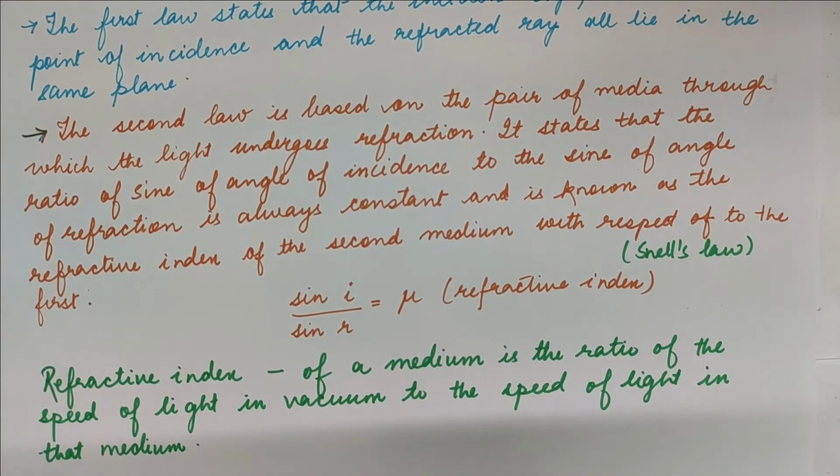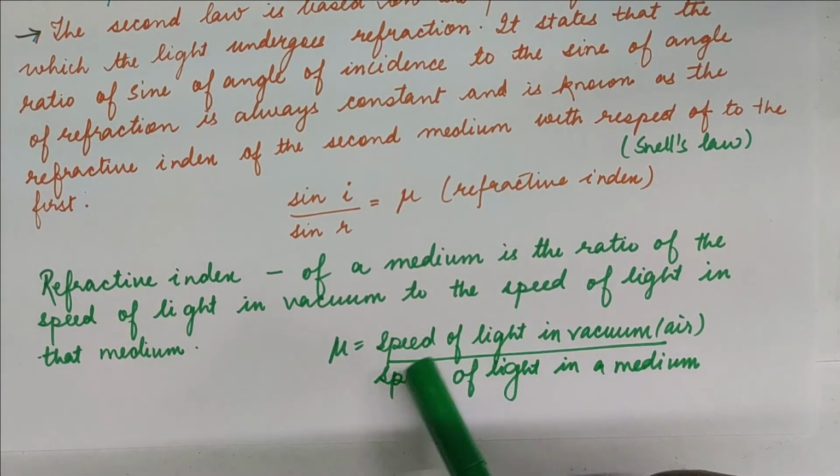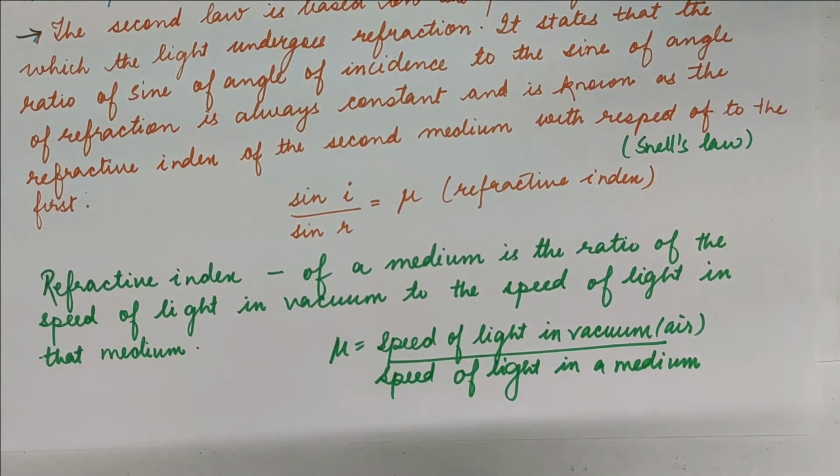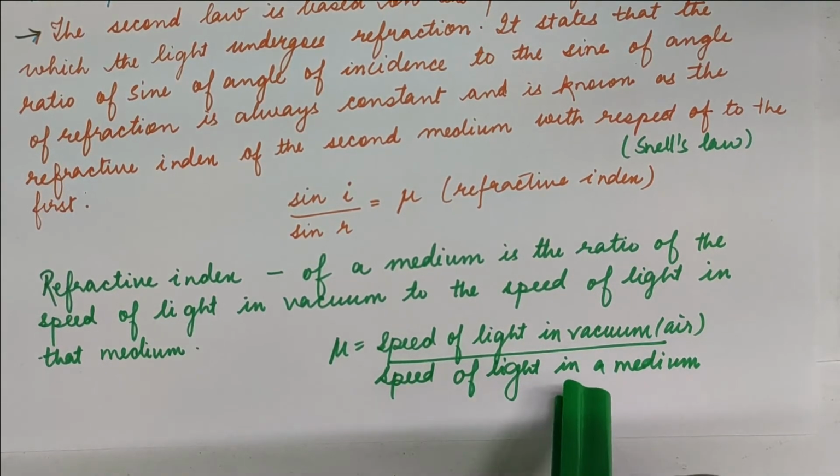And if I want to define the refractive index, I can say the refractive index of a medium is the ratio of the speed of light in vacuum to the speed of light in that particular medium. So generally when I say the refractive index, I tell about the second medium as compared to the first medium. So as I told you, refractive index is speed of light in vacuum or air, because it's more or less same, by speed of light in a medium.